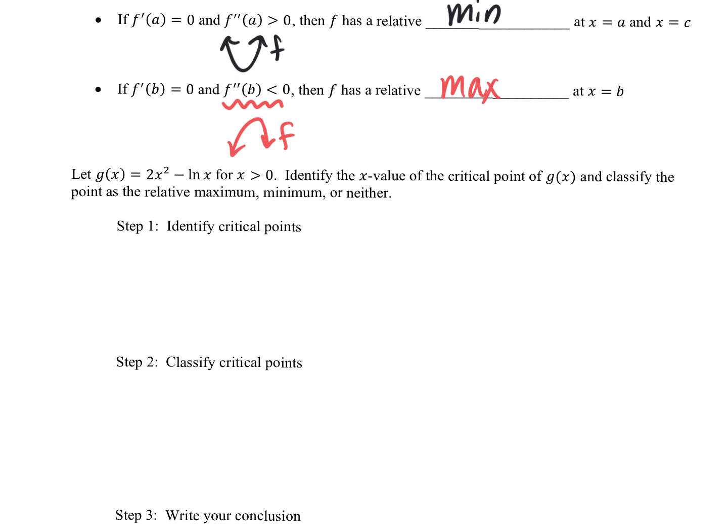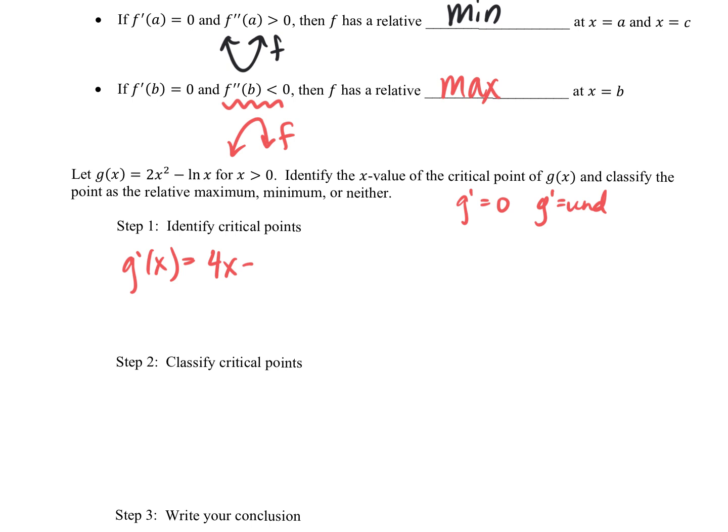So I said, here's G. Identify the critical point. Critical points are where G prime equals 0 or G prime is undefined, either one of those. And then we have to talk about whether it's a max, min, or neither. So here we go. Let's go find that G prime. What is the derivative of 2x squared? We haven't taken derivatives, unless y'all did over break just for fun. What's that derivative?